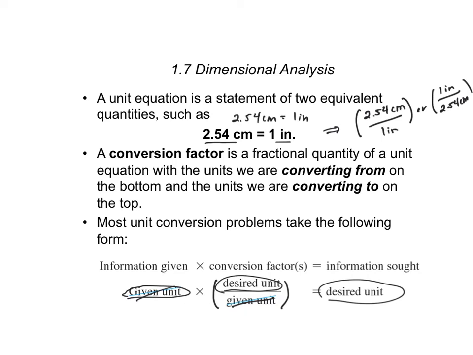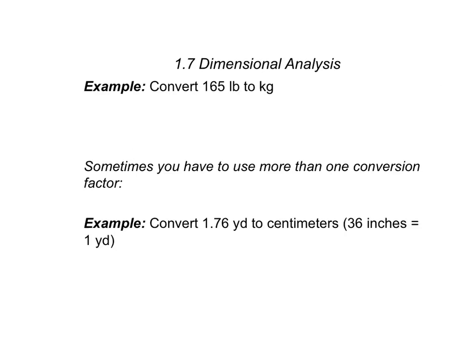Okay, so best thing to do with respect to dimensional analysis problems is to just do them, okay? So we'll go ahead and do a couple of different examples of how you would utilize this. So for example, what if I wanted to convert from 165 pounds to kilograms? All right, so I have my given as 165 pounds. What would I need to convert to kilograms? I need the unit equation, right? What is the equivalency between pounds and kilograms?